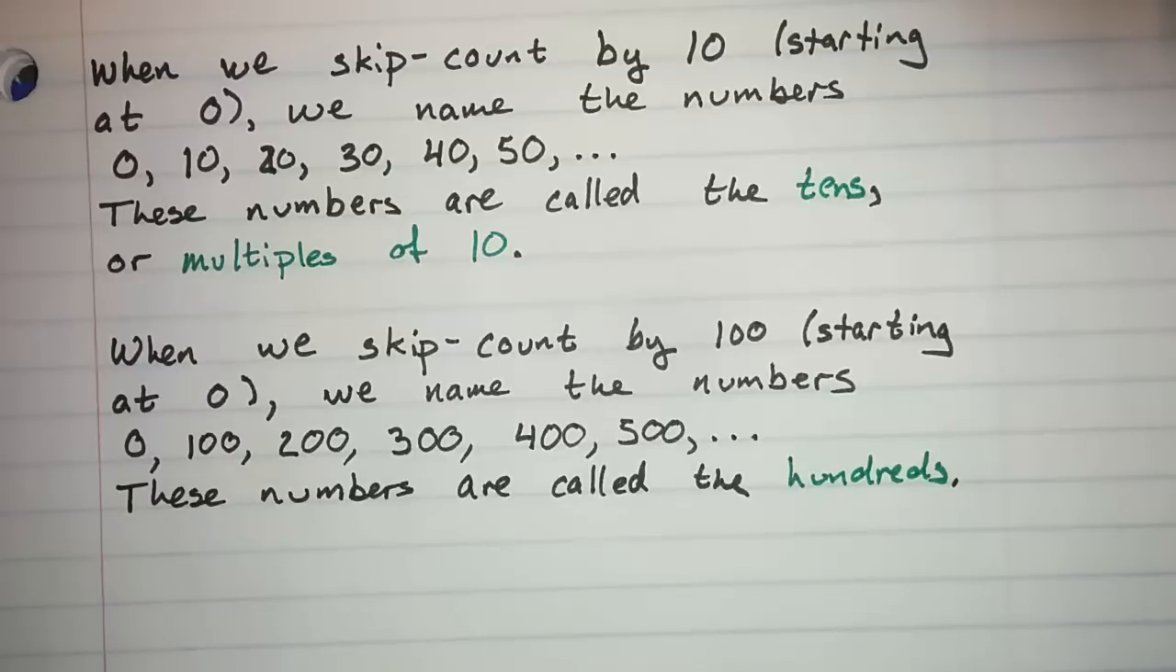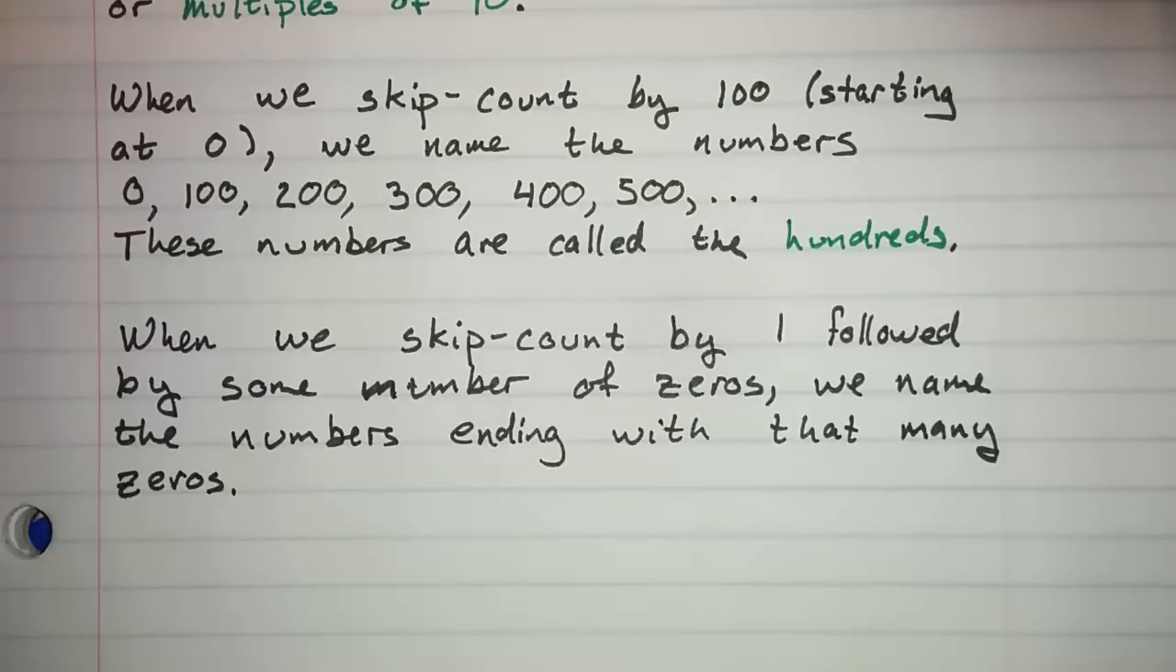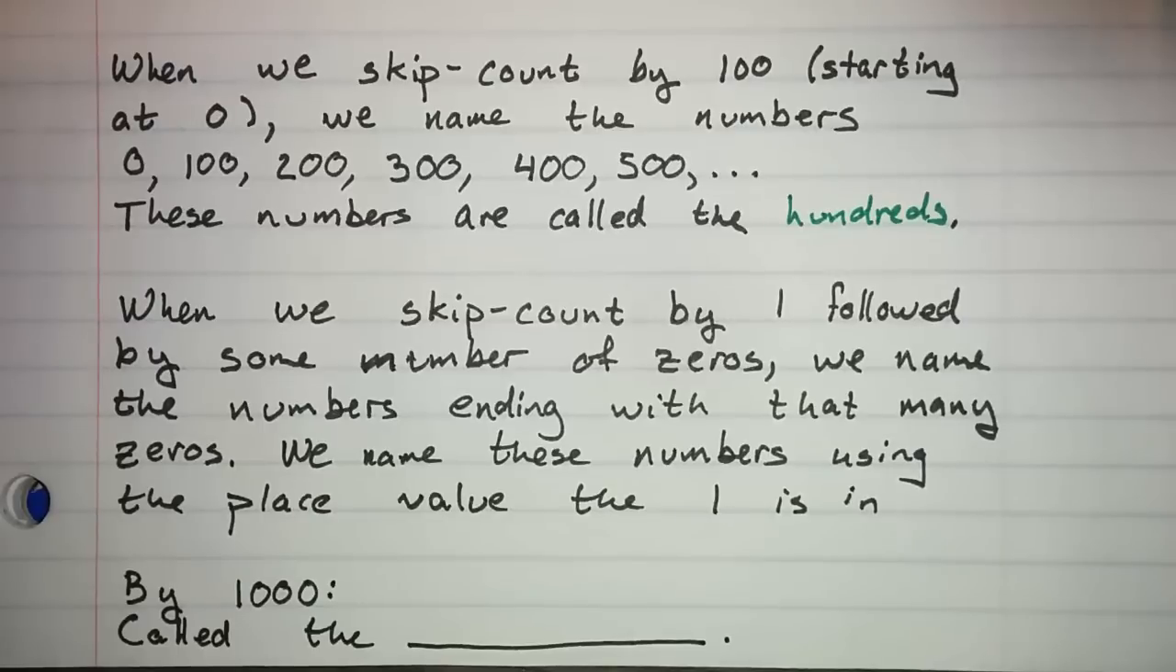In general, when we skip count by 1 followed by some number of zeros, we get numbers that have that many zeros at the end. And we name the numbers that we list in this way using the name of the place value the 1 is in. I'm going to have you try one of these real quick.